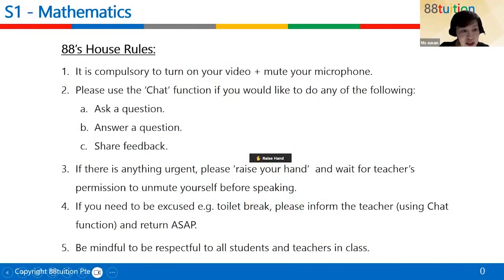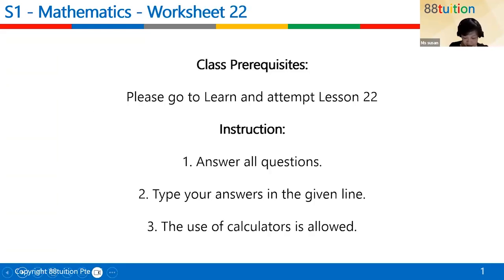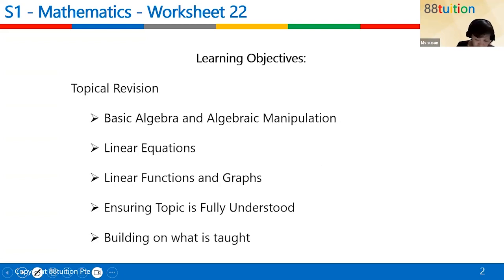All right. So what is our learning objective for today? Let's check. We are supposed to recap some of the questions that we have learned before overall, especially algebra, linear, graph. So just to ensure that all these are being fully understood in order for you to go on to the new topic, all right? So we are building up what is taught. And revision is good because you actually gain some new knowledge through here.